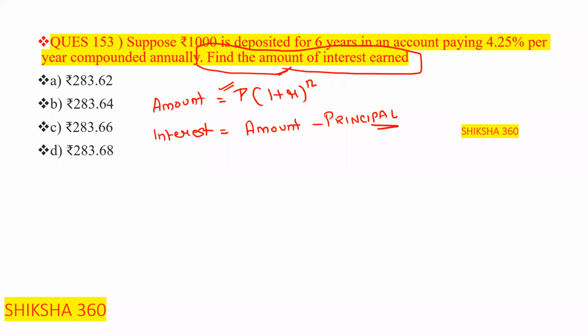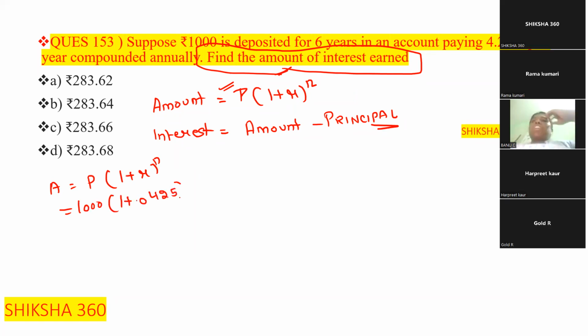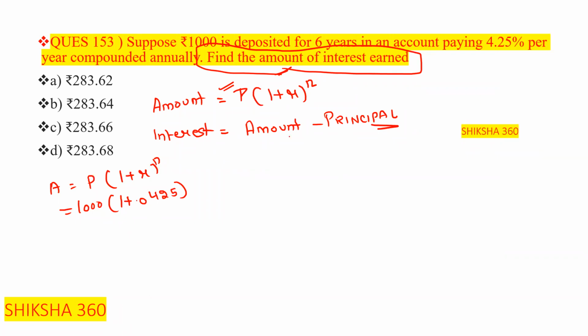So let's start our discussion. Amount is equal to P into 1 plus R power n. Here the value of P is 1000, and R is 0.0425, so 1 plus 0.0425 power n, where n is 6. So 1.0425 power 6 multiplied by 1000.